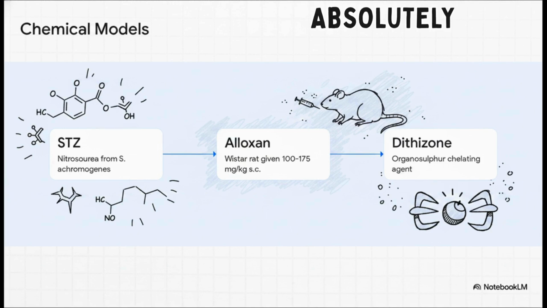For STZ, you absolutely must mention that it's a nitrosourea derivative isolated from Streptomyces achromogenes. For alloxan, don't just say, we give them alloxan. No, tell the examiner exactly what we do. Take a Wistar rat, weighing 150 to 200 grams, and inject it subcutaneously at 100 to 175 milligrams per kilogram. It's those specific tiny details that turn a decent LAQ into a flawless one.